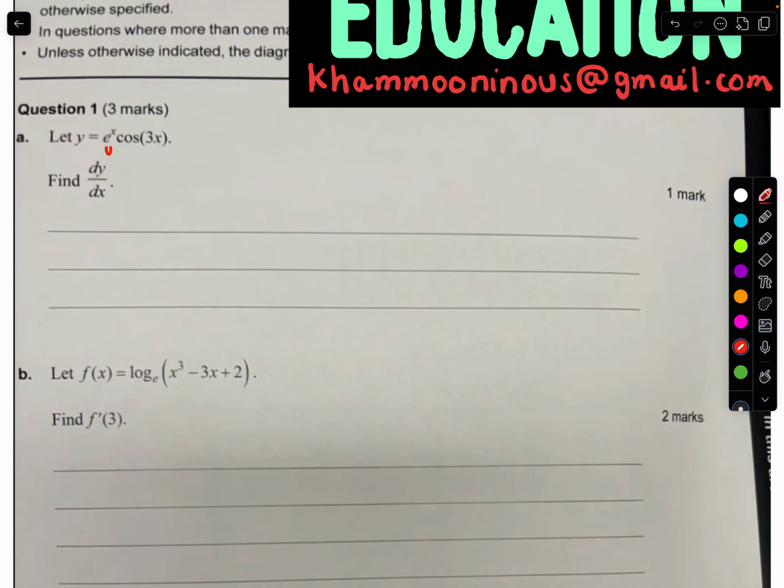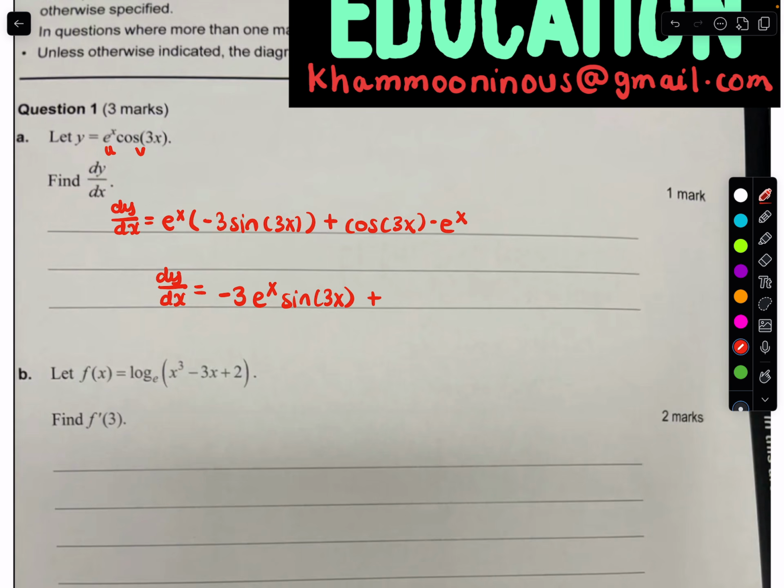So we know we're going to be using the product rule. So that's u and v. So it's going to be dy/dx equals u, which is e to the x, times v dash, which is the derivative of cos 3x, which is negative 3 sine 3x, plus v, which is cos 3x, times u dash, which is just e to the x again. So rewriting this nicely: negative 3e^x sin 3x plus e^x cos 3x.